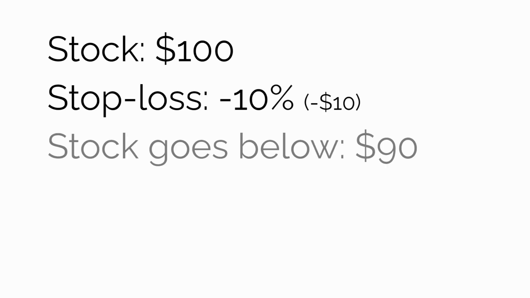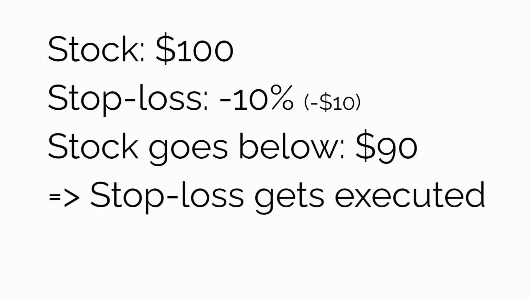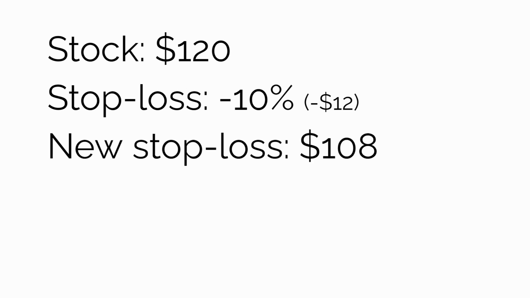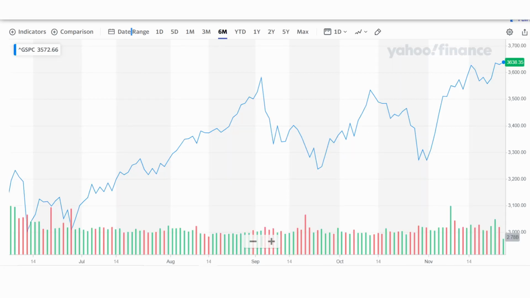So for example, let's say a stock costs $100 and you've set a stop loss of 10%. So that means if the price goes below $90, the stop loss gets executed. Now, during a month, the price grows by 20% and the stock price is now $120. A trailing stop loss will automatically adjust to a new price. So your stop loss would be 10% from $120, so $108 would be the stop loss. As long as the price is going in the right direction for you, the stop loss will automatically adjust.